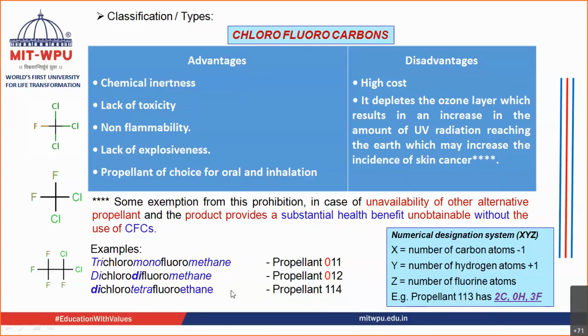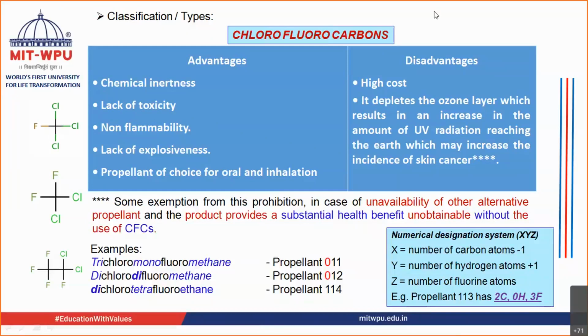They are also called propellant 11, propellant 12, or propellant 114. This numerical designation is known as the XYZ system. It is not called propellant 011, it is propellant 11; I just put this 0 for your understanding. So this is propellant 11, propellant 12, propellant 114.